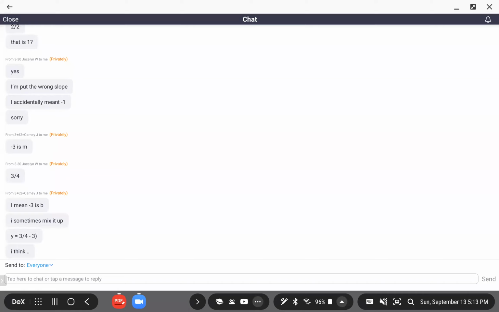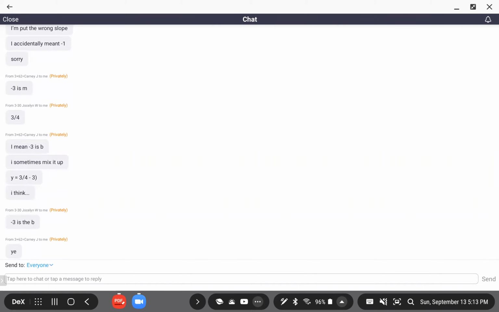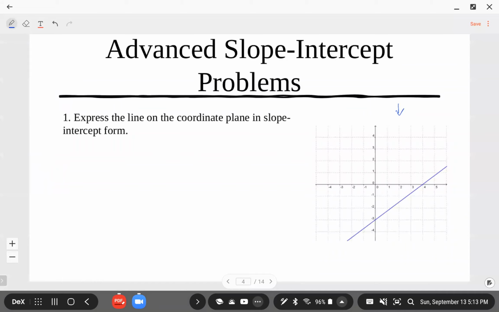So y equals 3 over 4 minus 3. Okay, Carney, you forgot to put the x in. Remember, it's y equals 3 over 4x minus 3. So let me walk you through how to get that. First, this is our form. Don't forget. And what is the y-intercept? It's -3, right? So -3 is the b. So we can start building our equation from there.